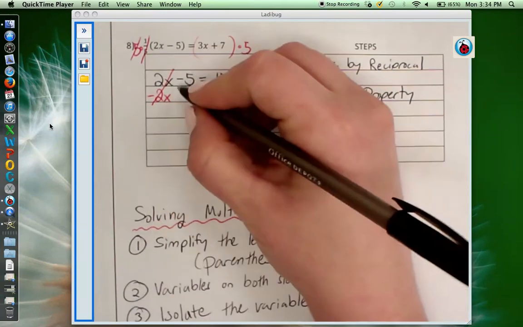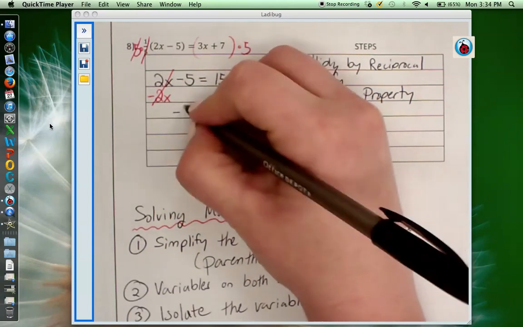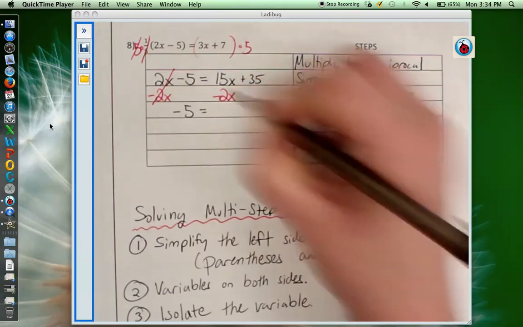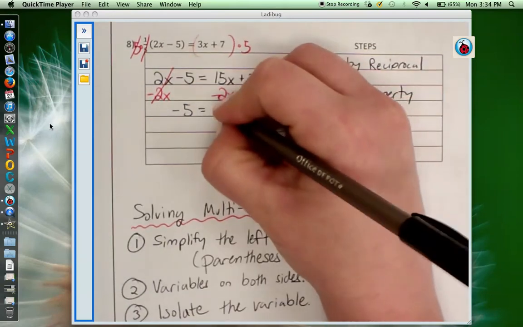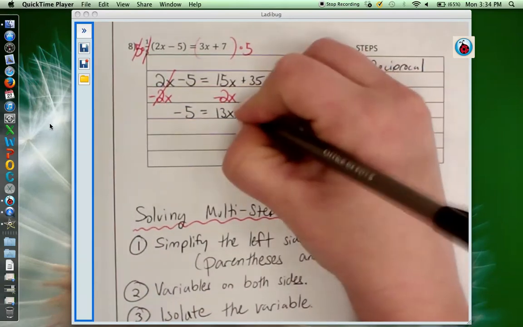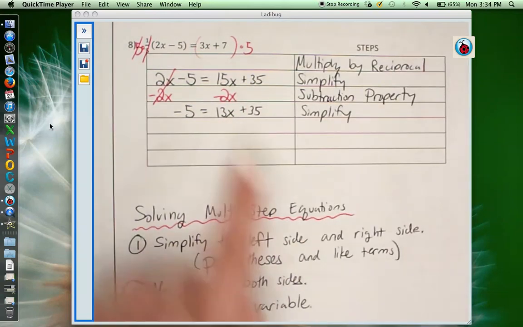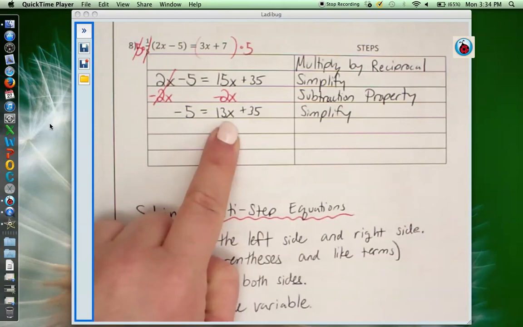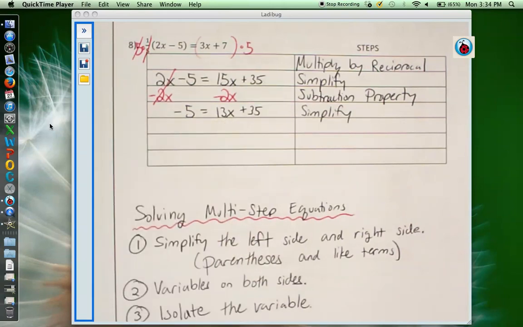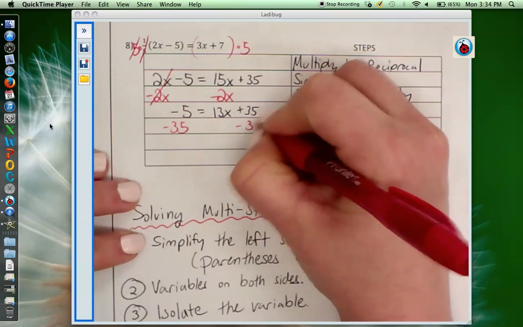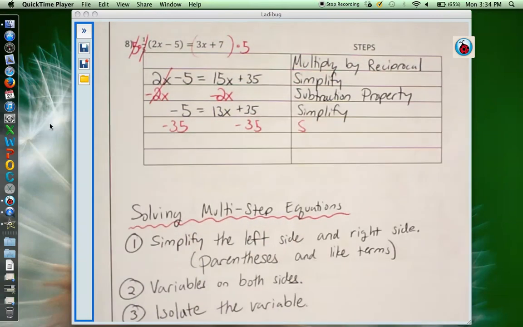After that, I'm left with minus 5 equals, I need to simplify, 15x minus 2x is 13x. Still have plus 35. All right, my variables on both sides are taken care of. Now there's only one variable in one spot. So now I need to work on getting that variable by itself. I can do that by subtracting 35 from both sides. Minus 35 minus 35. That is subtraction property.